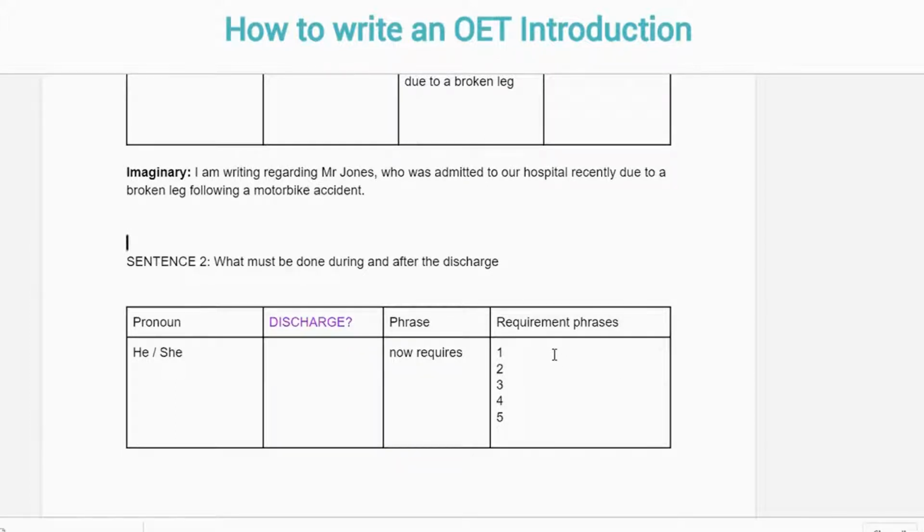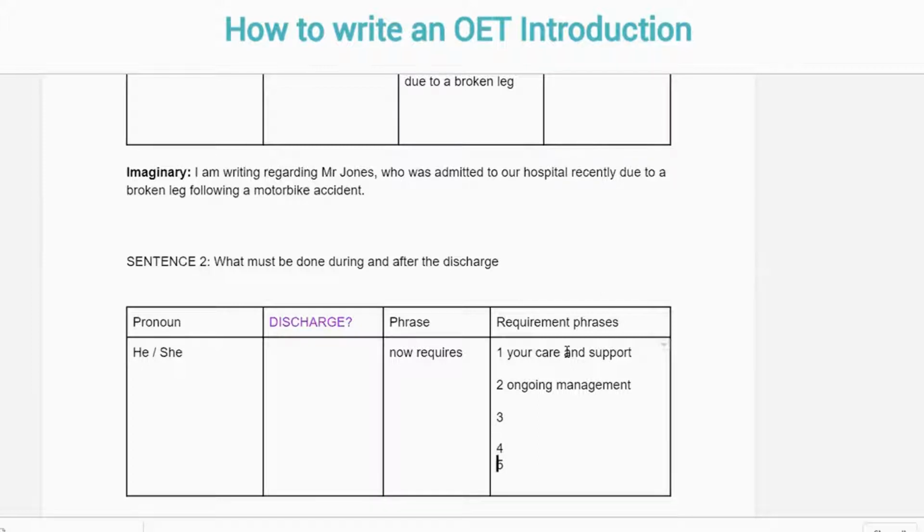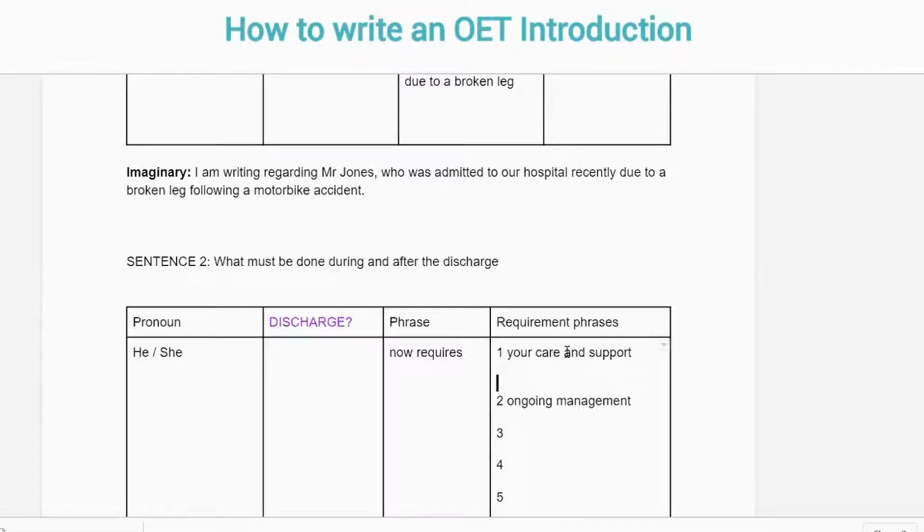For example, very often you're going to ask for care and support, right? What does care and support mean, Jancy? If you're a nurse, what are you doing? Ongoing management. Well, that's another one. You could say ongoing management here, right? But I'm just saying, what does it mean to say your care and support? What do you do as a nurse? You go to the house? Yeah? Yes. And do what? Home care.